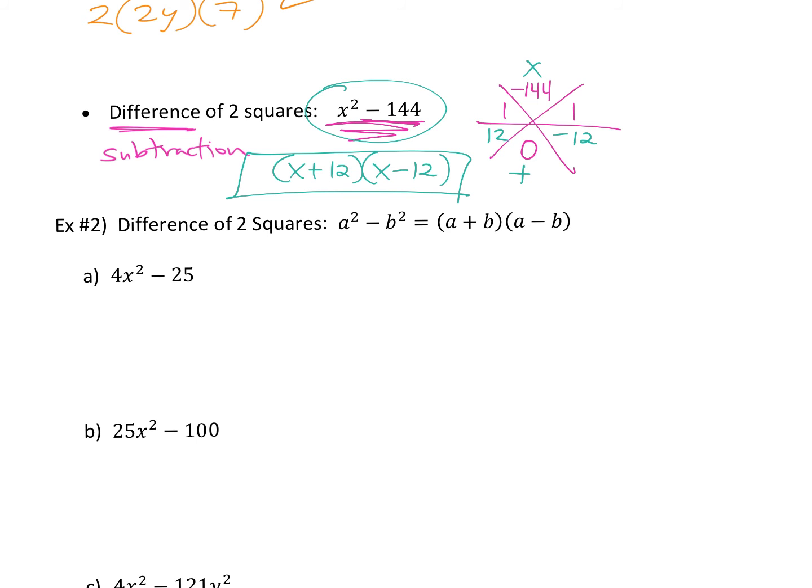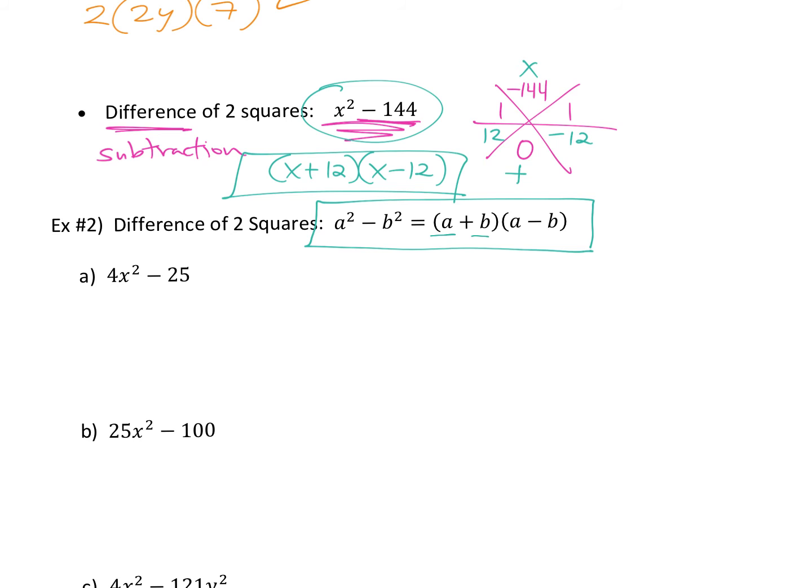Do you see what's happening? You take the square root of both, just like we did before, but now one of them is going to be plus and one of them is going to be minus. So when it looks like this, a squared minus b squared, you take the a and b values, you add them together, and you subtract them, and you have your two binomials, and you're done.